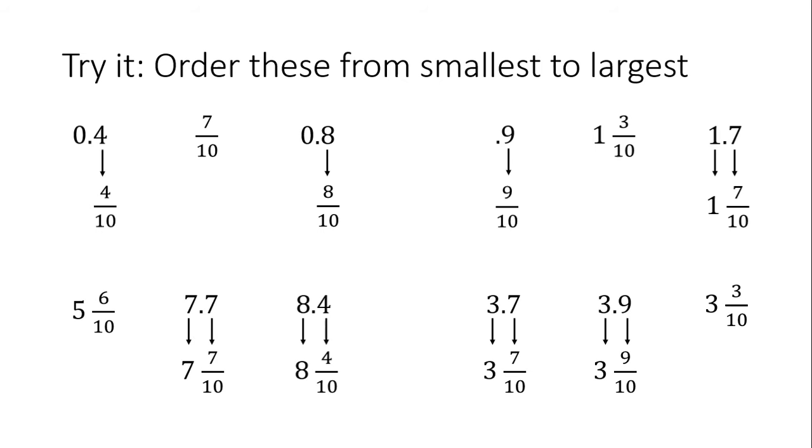Well, they all start with 3 wholes, but then they have different fraction amounts. 3 tenths is the smallest fraction amount, so we'll put that on the furthest left. And everything else shifts over. And now it's in order from smallest to largest. Okay.